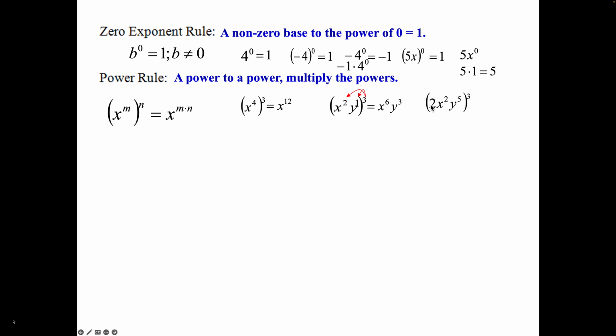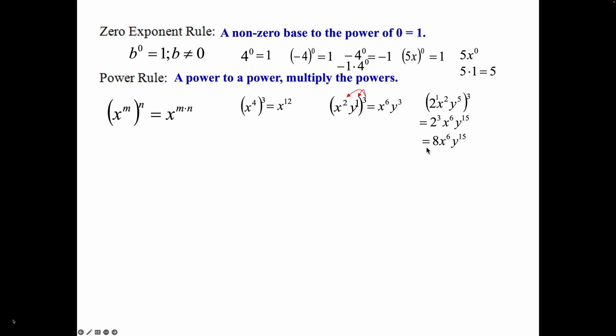Trick question, probably see this on the test. Here's a number, it's your base 2. Do not go 3 times 2 is 6. Put an exponent of 1 on that 2 because this power of 3 can only be multiplied to exponents. 3 times 1, that's going to be 2 to the 3rd. 3 times 2 on the x, x to the 6th. 3 times the 5 on the y, y to the 15th. Now we simplify 2 to the 3rd as 2 times 2 times 2, which is 8, and that is our simplified answer.